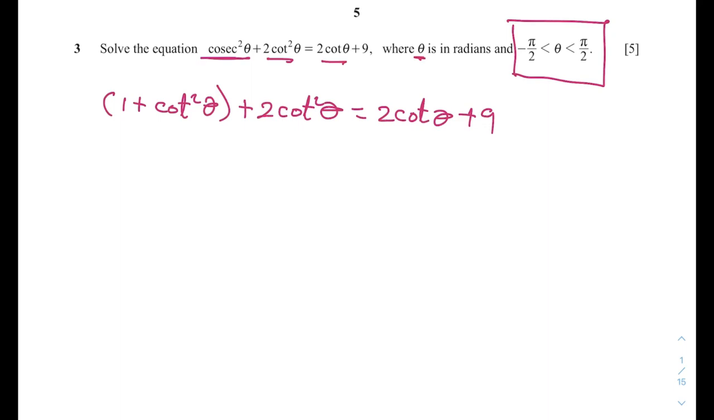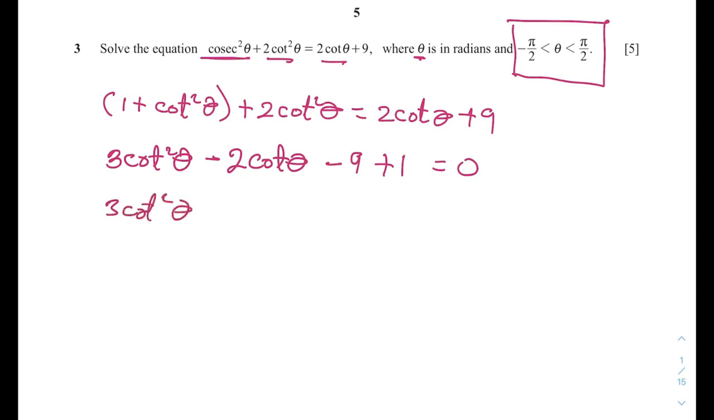Sure, if I am to simplify this, I'm going to have 3 cot square theta plus, no, actually negative, okay, because I'm going to bring this guy right here. So minus 2 cot theta, all right, then we have minus 9 and then plus 1 giving us 0. So we have 3 cot square theta minus 2 cot theta minus 8 is equal to 0.